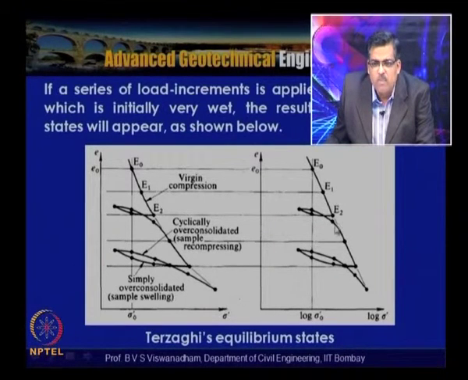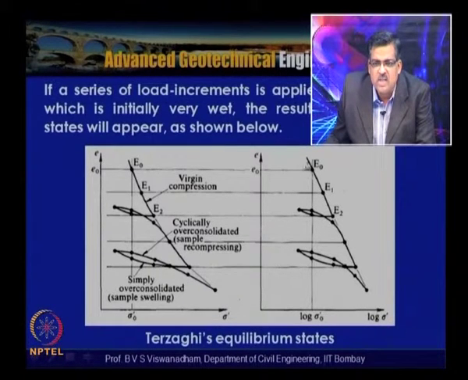So, this is plotted on the e log sigma dash curve. When it is plotted, you can see that whatever loading and unloading cycles we have, the line joining them indicates the compression line, which is obtained and is close to the field compression line for normally consolidated soils. So, e0, e1, e2, e3, and then unloading and reloading and unloading and reloading. Whatever the cycles we have, it follows that slope.